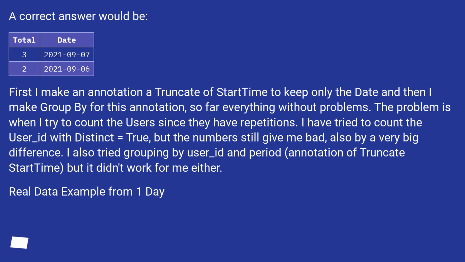I have tried to count the user_id with distinct equals true, but the numbers still give me bad results, also by a very big difference. I also tried grouping by user_id and annotation of truncate start time, but it didn't work for me either. Real data example from one day.